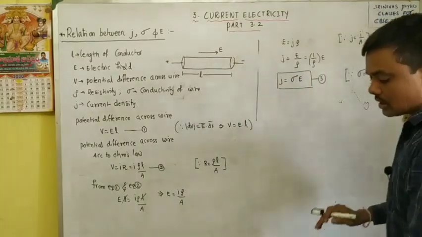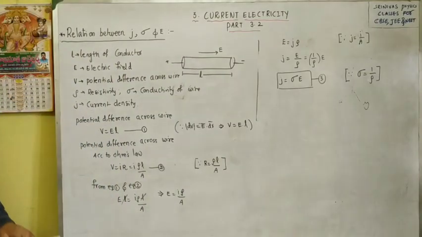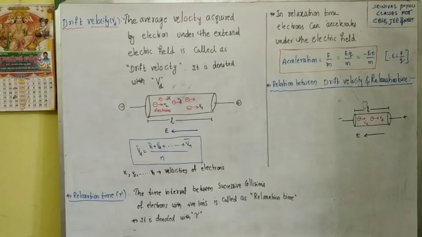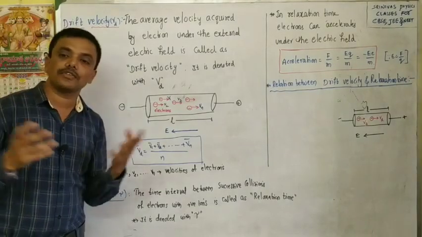And the next, let us go for the next topic. The next topic is drift velocity. How to derive the formula for the drift velocity? Let us start. Now I am going to continue the topic. The next topic is drift velocity. What is drift velocity?